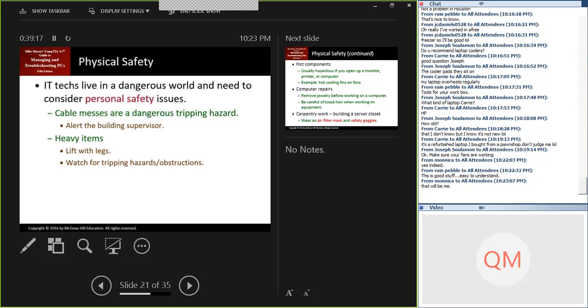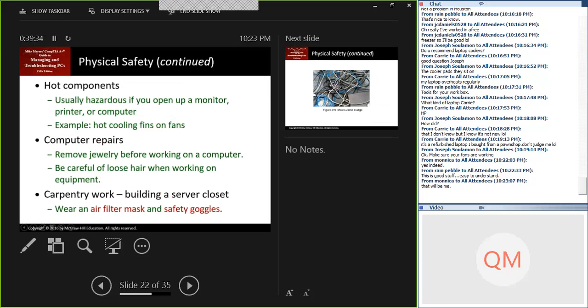If you're carrying a heavy computer case or one of the old big back monitors, you want to put the screen towards you and carry it that way and lift with your legs. And they have more detail about that in the chapter with regard to physical safety.